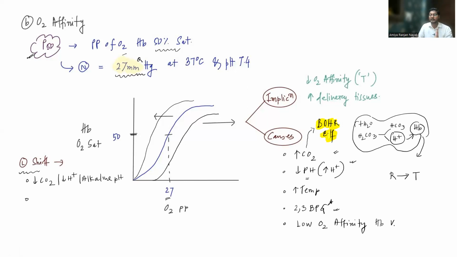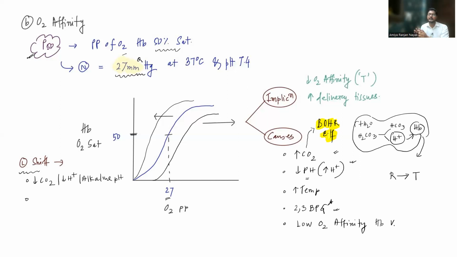The exact opposite effect happens in the pulmonary circulation. When the oxygen concentration is high in the pulmonary circulation, there will be release of carbon dioxide from the hemoglobin to the alveolus. That is what happens in the lungs. That phenomenon is known as the Haldane effect. So the Haldane effect is the opposite of the Bohr effect.